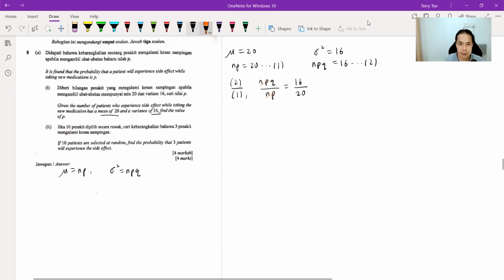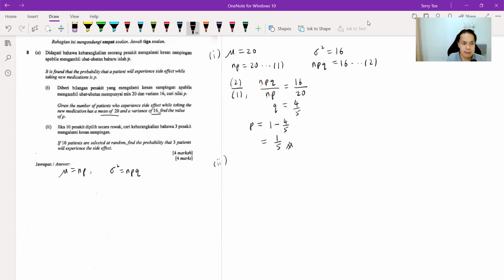I need to find my P. Now we know that P plus Q is 1. So to find P, I must do 1 minus Q, which is 1 minus 4 over 5. My probability of success P is 1 over 5. Okay? It's not difficult. This is Roman 1.